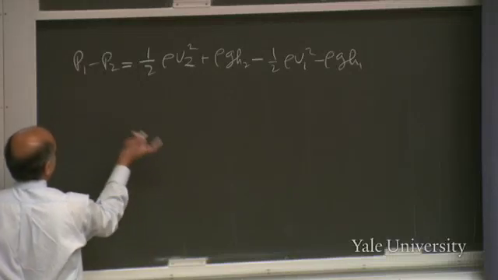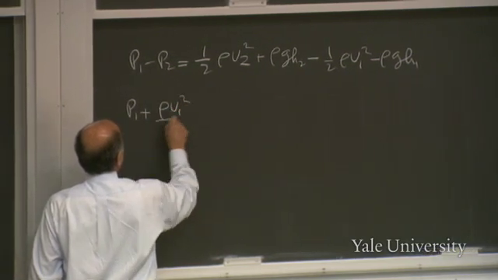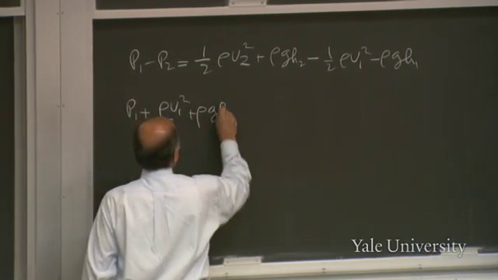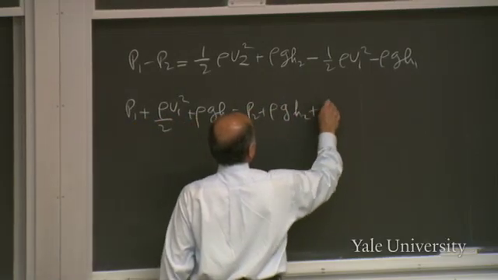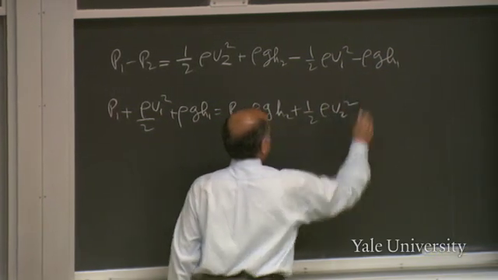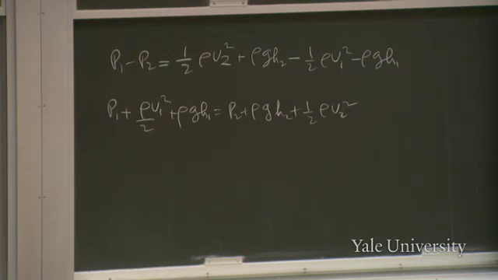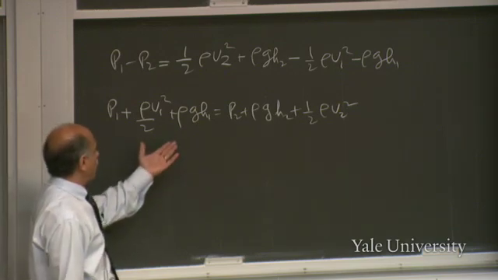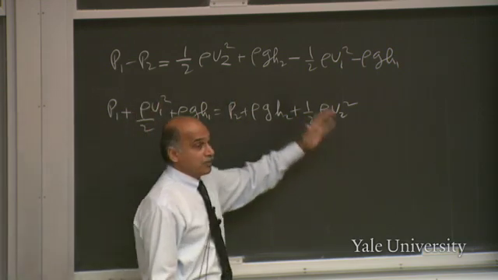By writing everything with 1 on the one side and 2 on the other side, I get this result: P1 plus rho V1 square over 2 plus rho g H1 is P2 plus rho g H2 plus 1/2 rho V2 square. This is nothing other than the law of conservation of energy applied to unit volume. If you take 1 meter cubed of the fluid, its mass is rho times 1. So this is really a mass of 1 cubic meter of the fluid. This is its kinetic energy, that's its potential energy, that's the kinetic, and that's the potential.